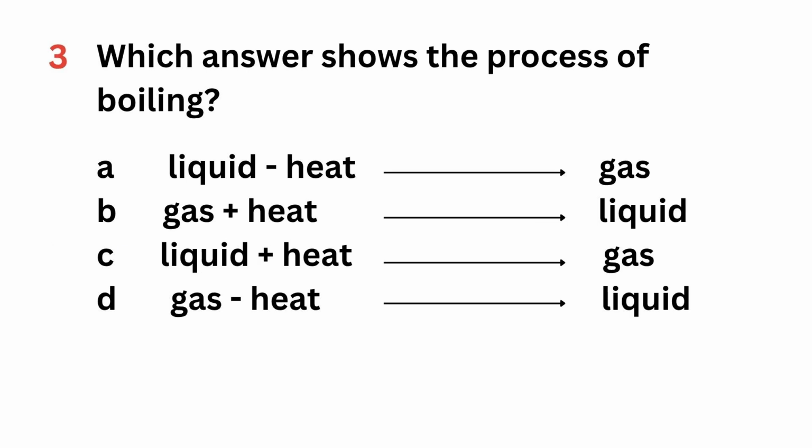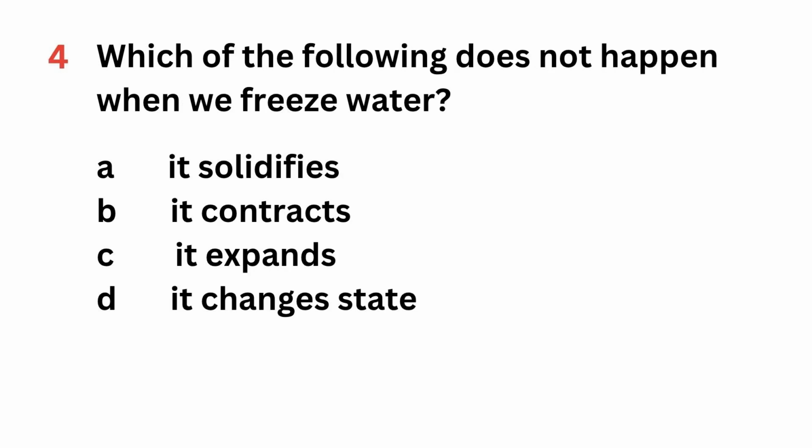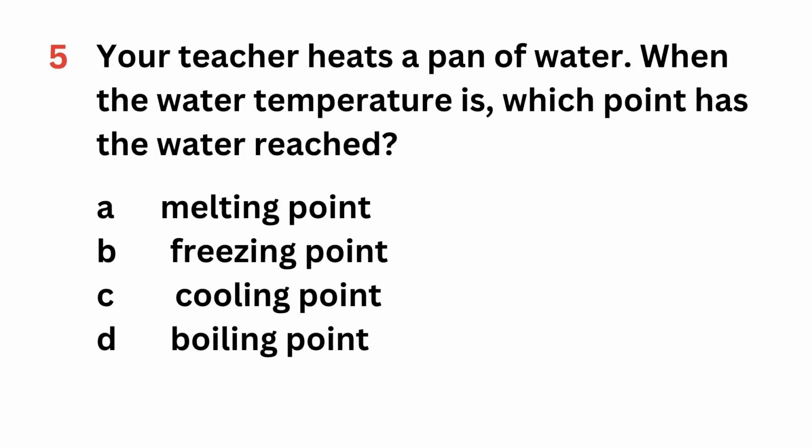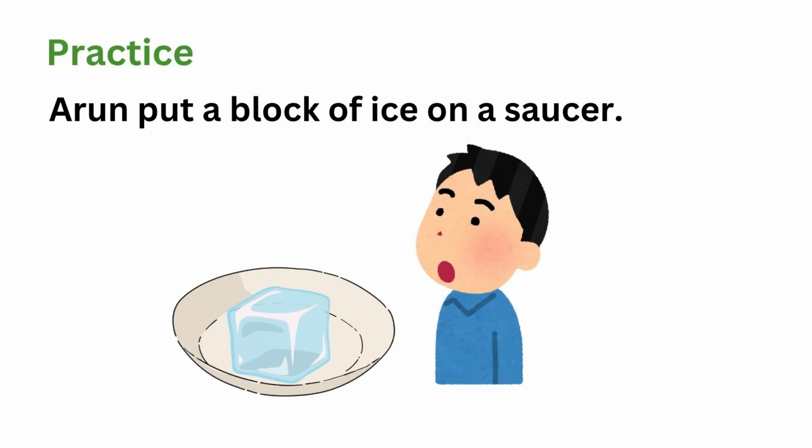Question 3. Which answer shows the process of boiling? C. Liquid plus heat becomes gas. Question 4. Which of the following does not happen when we freeze water? B. It contracts. Question 5. Your teacher heats a pan of water. When the water temperature is rising, which point has the water reached? D. Boiling point.